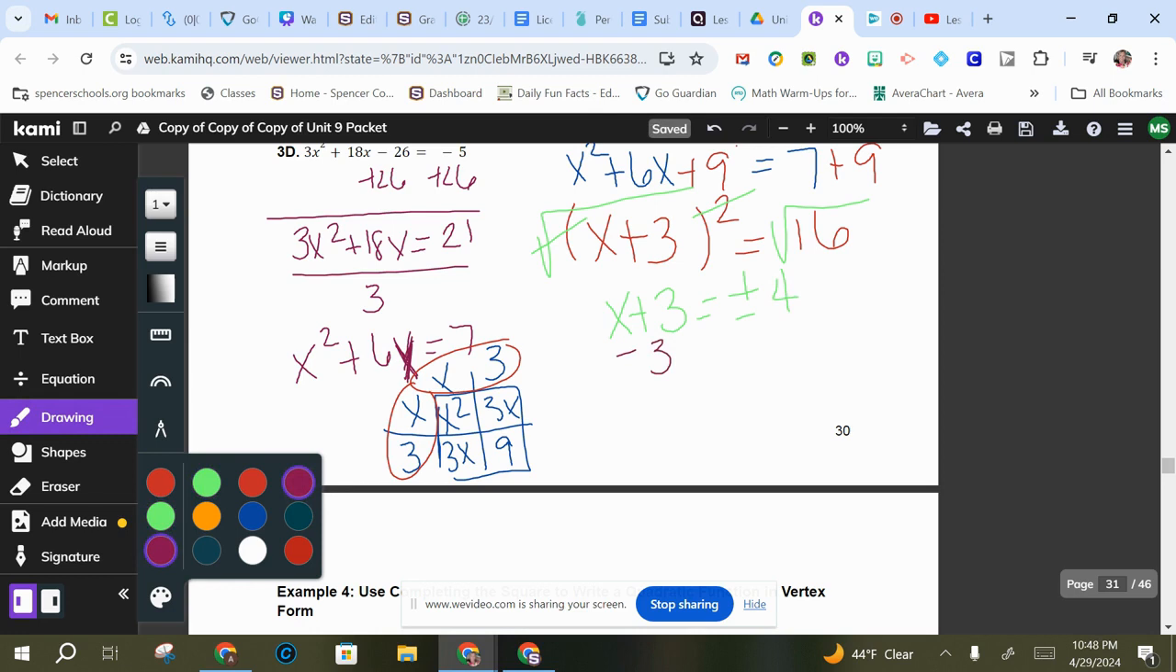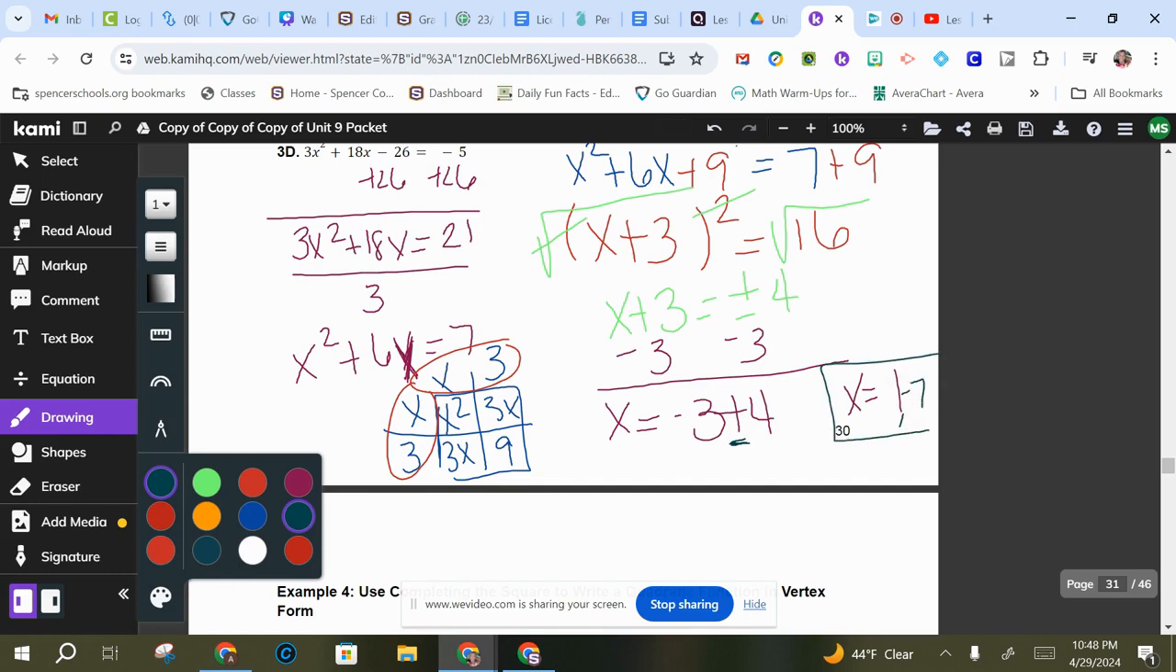So subtract 3 from both sides. So x equals negative 3 plus 4. I'll keep track of them over here, which is 1. Or negative 3 minus 4, which is negative 7. So my two answers to this problem are 1 and negative 7.